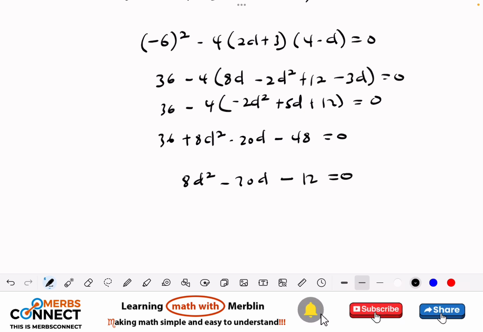So now we have another quadratic function, right? But I can divide through by, let's say, 4, so that the equation will come down. When I divide through by 4, the equation is going to be 2d squared minus 5d minus 3.